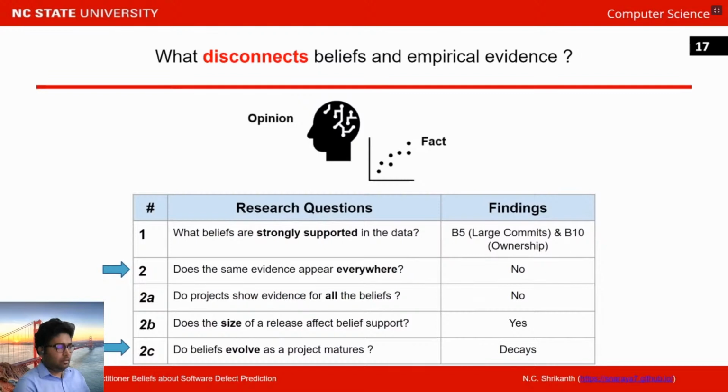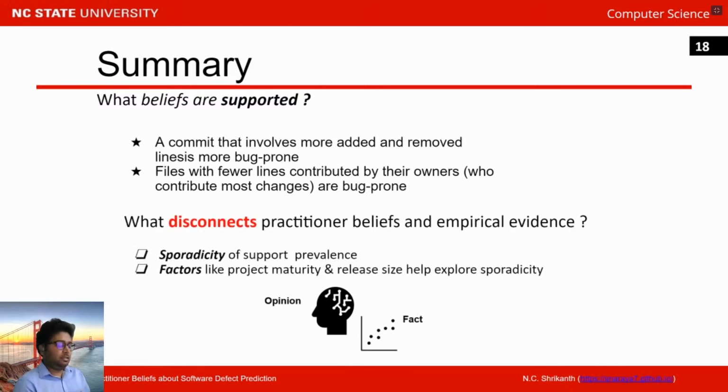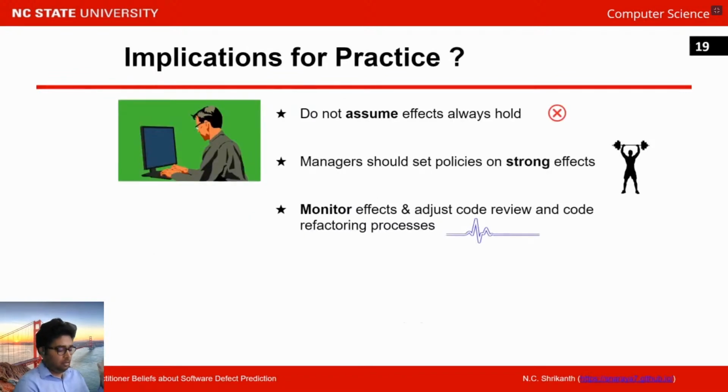So in summary, what we want to say is that only 2 out of 10 beliefs had strong support, one that is based on large commits, the other based on ownership. So basically, the disconnect is caused by the sporadicity of the support prevalence, and factors like project maturity and release size help explore that sporadicity. So if you are a project manager, Monday is approaching, and what we want to say to you is: do not assume effects always hold. Always set policies based on strong effects. See what works for your organization. Always monitor and adjust your code review and code refactoring process accordingly so that you can better plan your software quality assurance. Thank you.